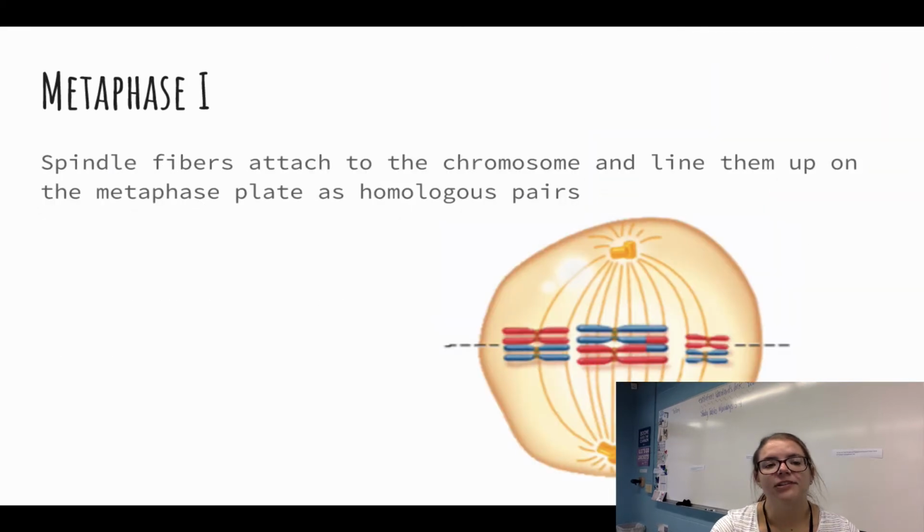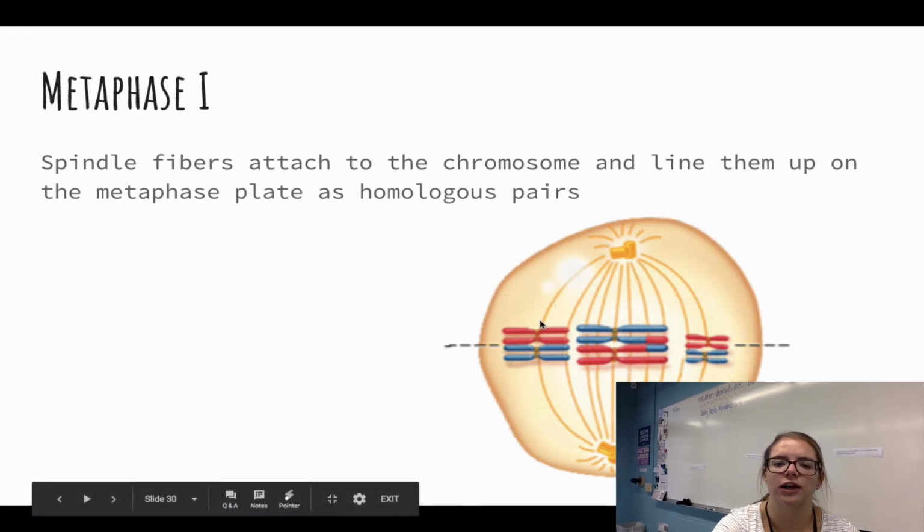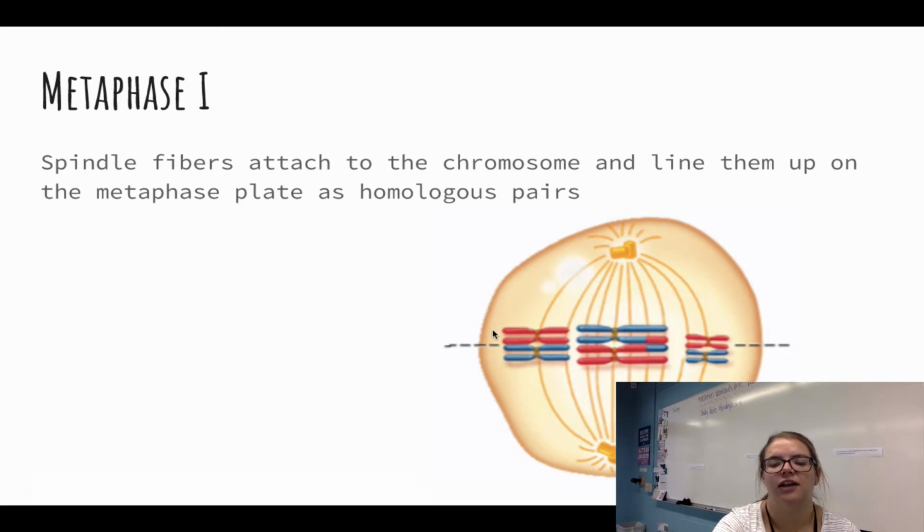All right, the next step is called metaphase 1. So in metaphase 1, those chromosomes are now lined up on this metaphase plate, which is the middle of the cell. And you can see these little spindle fibers have attached, and that's what pulls those chromosomes to the middle of the cell. So the spindle fibers are the things that are directing the flow of those chromosomes. And again, they're going to line up here, and you can see that they're lined up as homologous pairs, right?